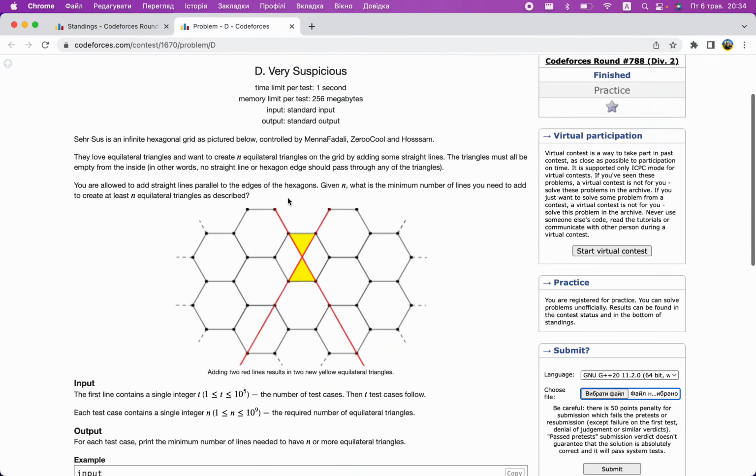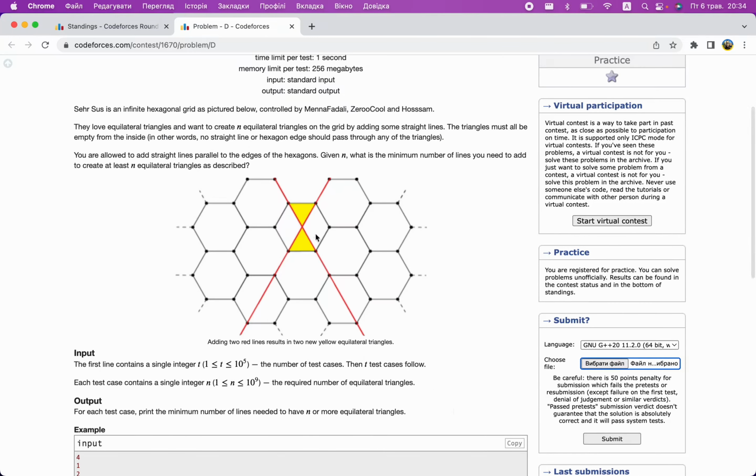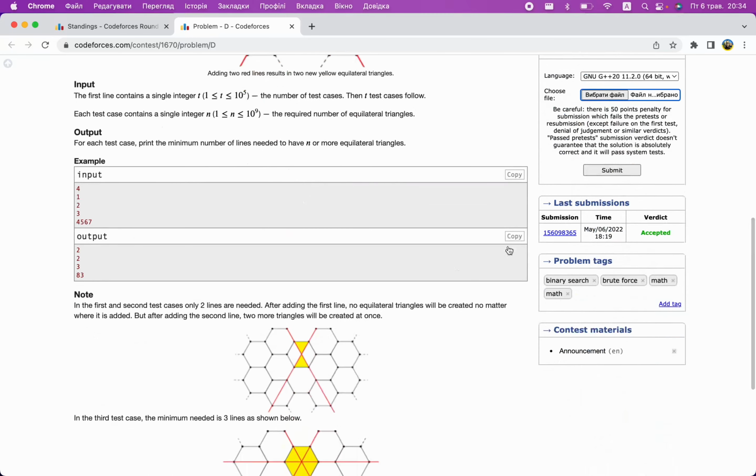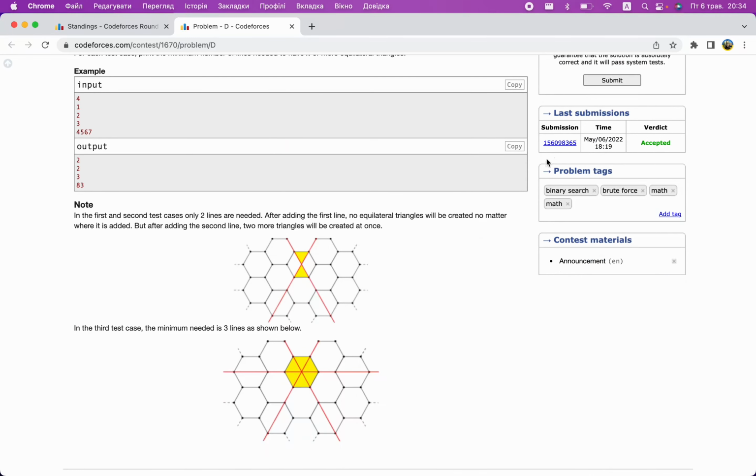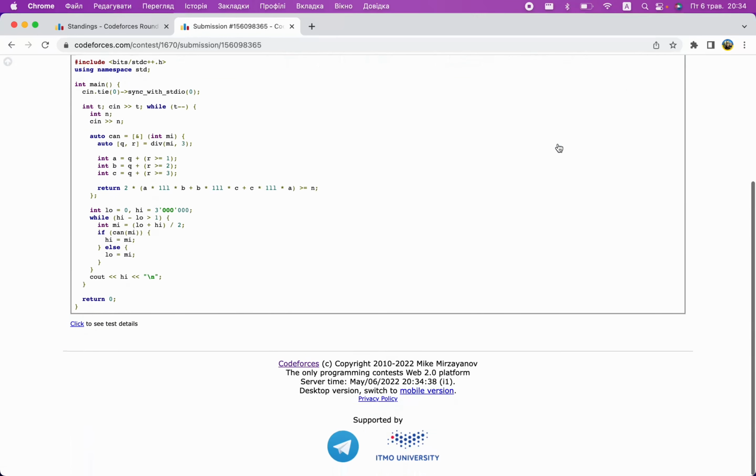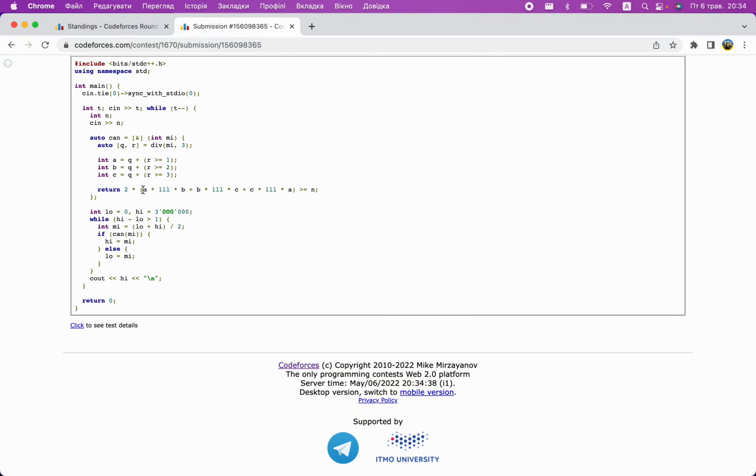In problem D, we had a hexagonal grid and we wanted to draw some lines in it, and they created such triangles. We wanted to draw the minimum number of lines to create a given number of triangles. So here, let's say that there are A horizontal lines, B lines with positive slope, and C lines with negative slope. So I group lines by their orientation, or the angles that they form with the x-axis.